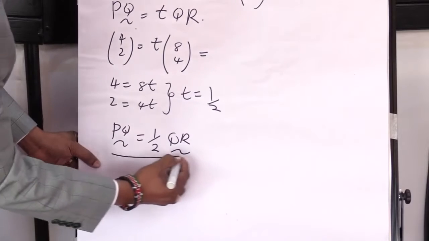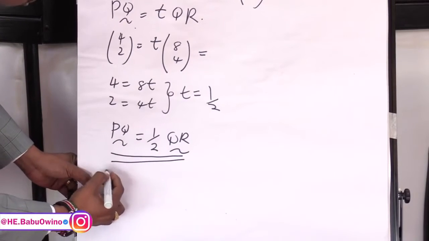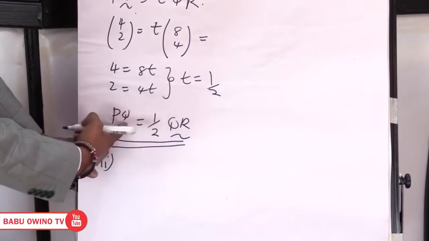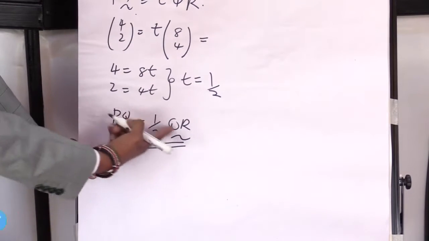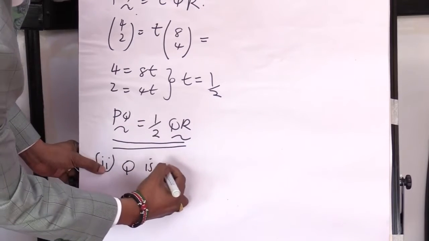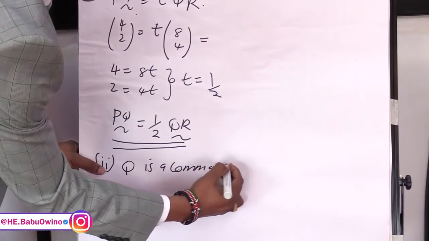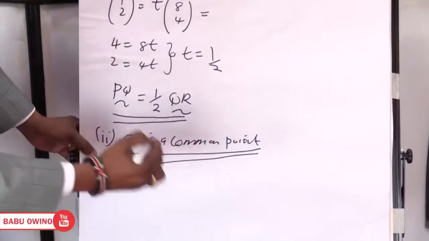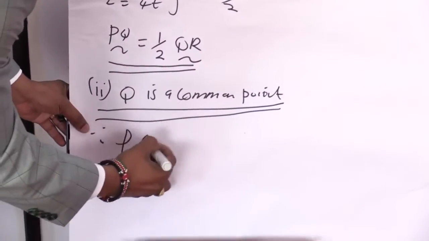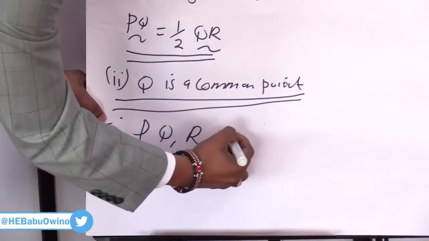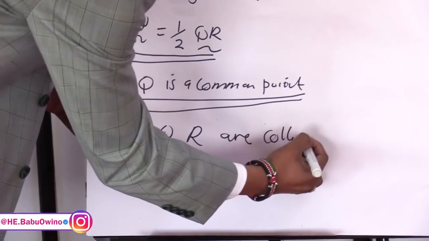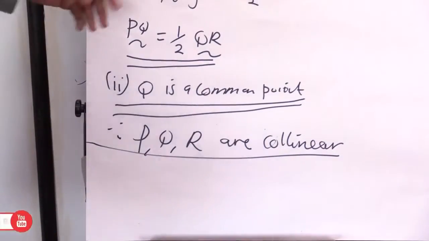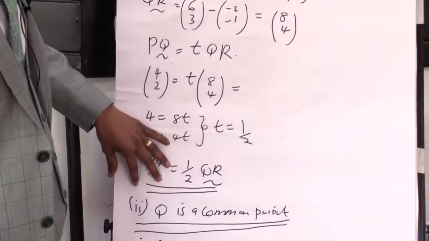After getting this condition, the second condition for collinearity is that you identify a common point, and the common point in PQ and QR is Q. So you state Q is a common point. Therefore, P, Q, R are collinear. As easy as this, class. This is very easy. You are harvesting free marks in KCSE.